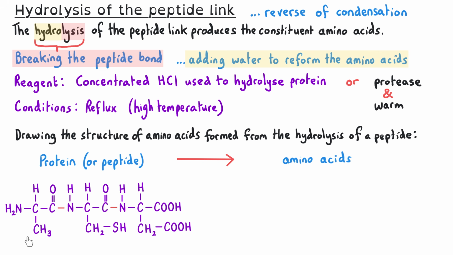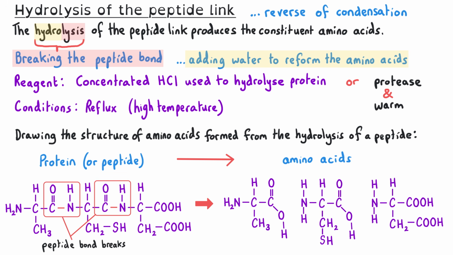For instance, if we had this tripeptide here and reacted it with concentrated hydrochloric acid under reflux, we would break these 2 peptide bonds between the carbon atom and the nitrogen atom in each case. And you can see that we now have these 3 amino acids, and the peptide bond is no longer there, and we have added OH onto the carbon atoms and another hydrogen atom onto the nitrogens. So we have effectively added water to replace each of these peptide bonds.